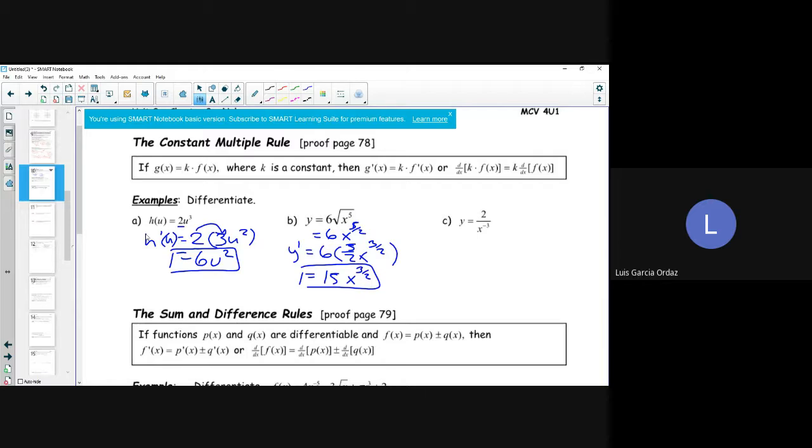And then last but not least, I have y is equal to 2 over x to the 3. Remember, we don't like negative exponents, so bring the x to the negative 3 up to make it positive. So now we get y prime is equal to 2 times 3x squared, which gives me a simplified expression of 6x squared.